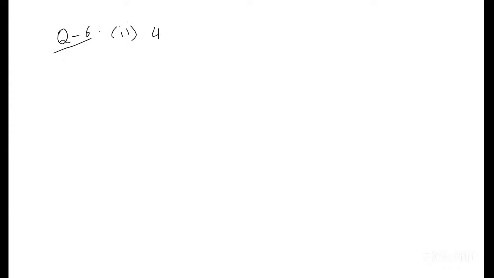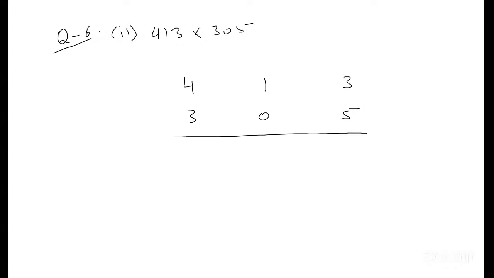413 into 305. This was the question, right, Abraham? Yes, ma'am. 4, 1, 3, and 3, 0, 5. Okay. Now, first thing in this sutra is we multiply up and down. So 3 5s are 15. So we will write 5.